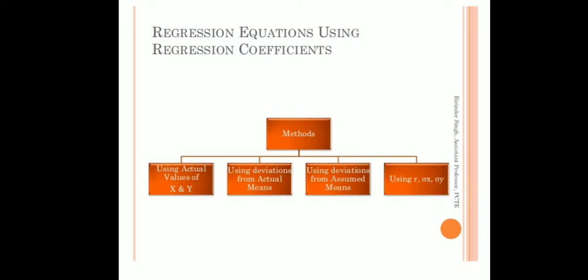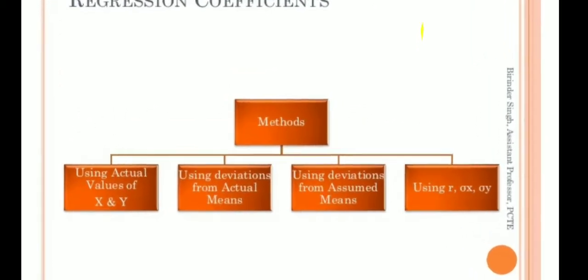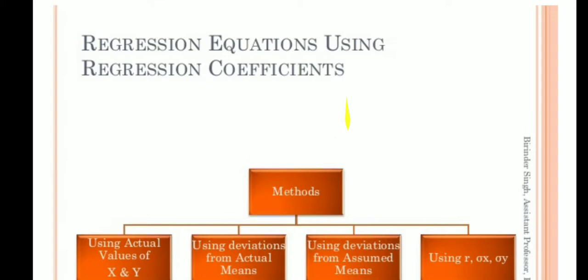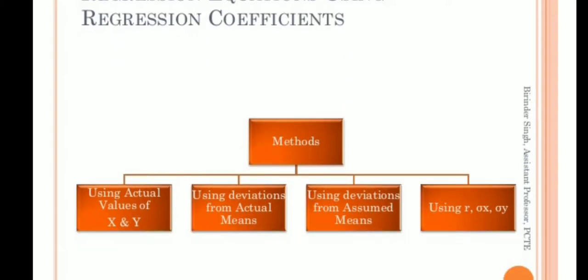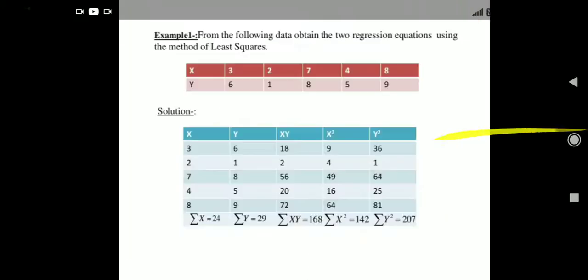The example is on solving the regression equations by the least square method. There are several methods for solving the regression equations. One is using the actual values of x and y. Second is using deviations from the actual means, third is using deviations from the assumed means, and fourth is using the regression coefficients, sigma x, the standard deviation of x, and the standard deviation of y. Let us see one by one.